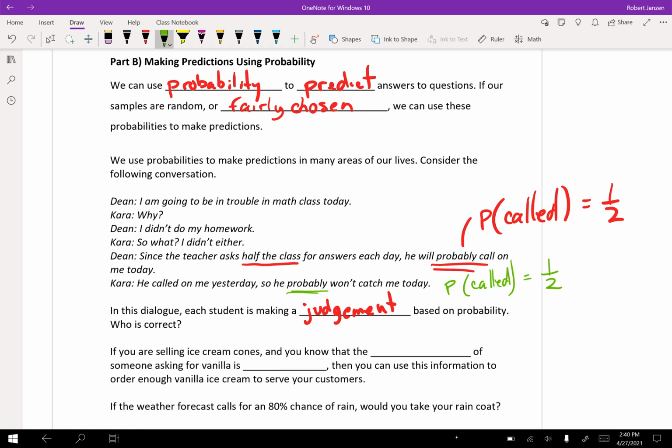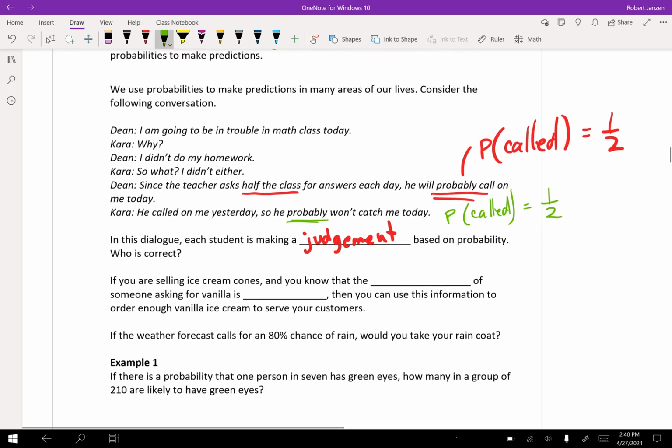Okay, let's try the next one. If you are selling ice cream cones, and you know that the probability of someone asking for vanilla is 3 in 4, then you can use this information to order enough vanilla ice cream to serve your customers. So that's an example of using probability. If I know that every 4 people come in, 3 order vanilla, then I know that I'm going to have a lot more vanilla than other flavors.